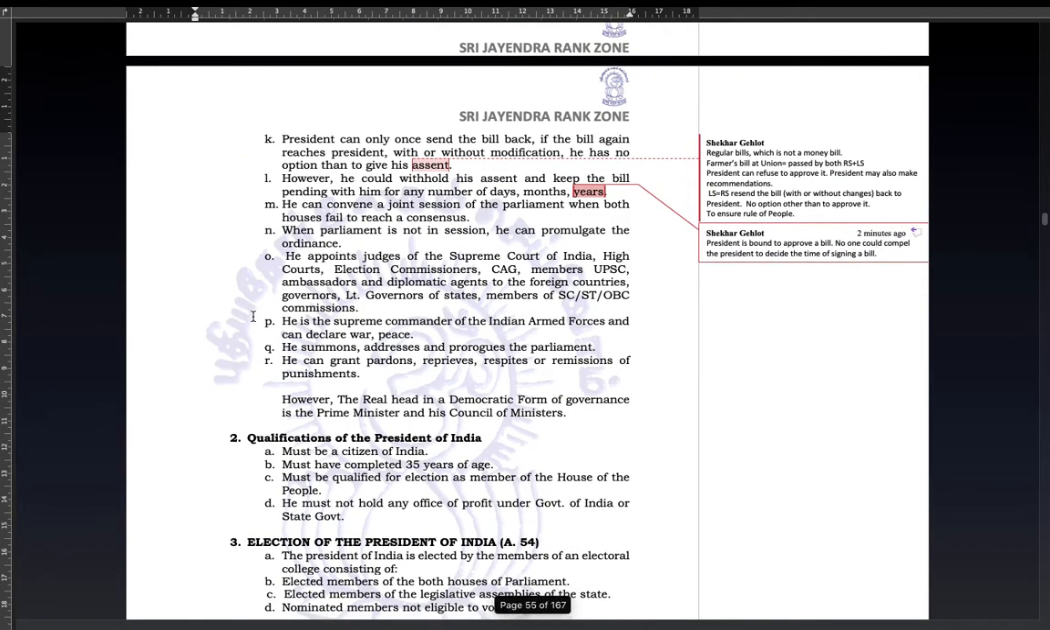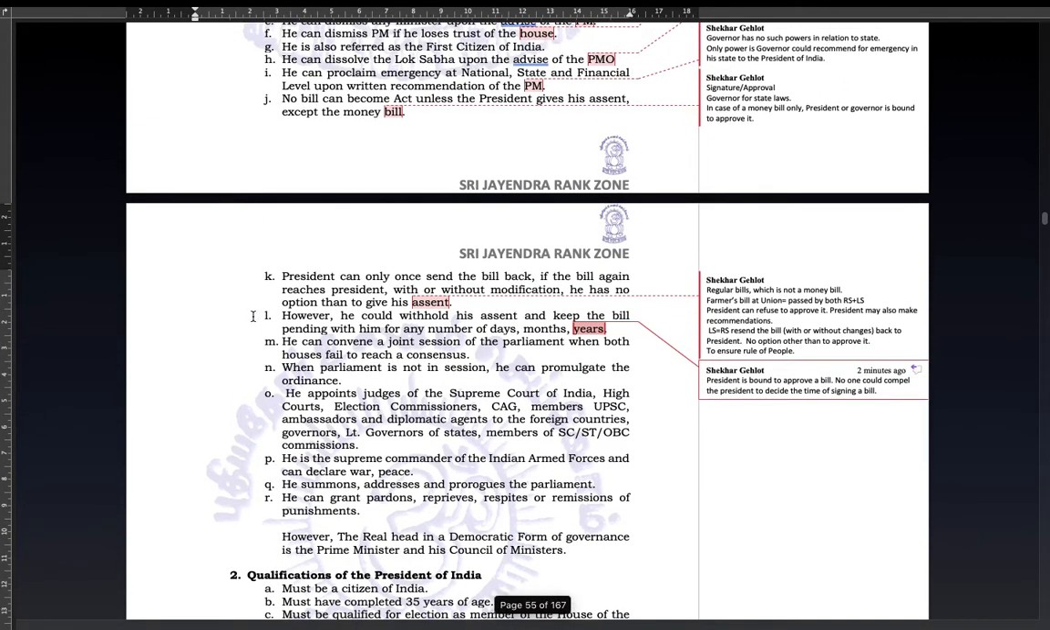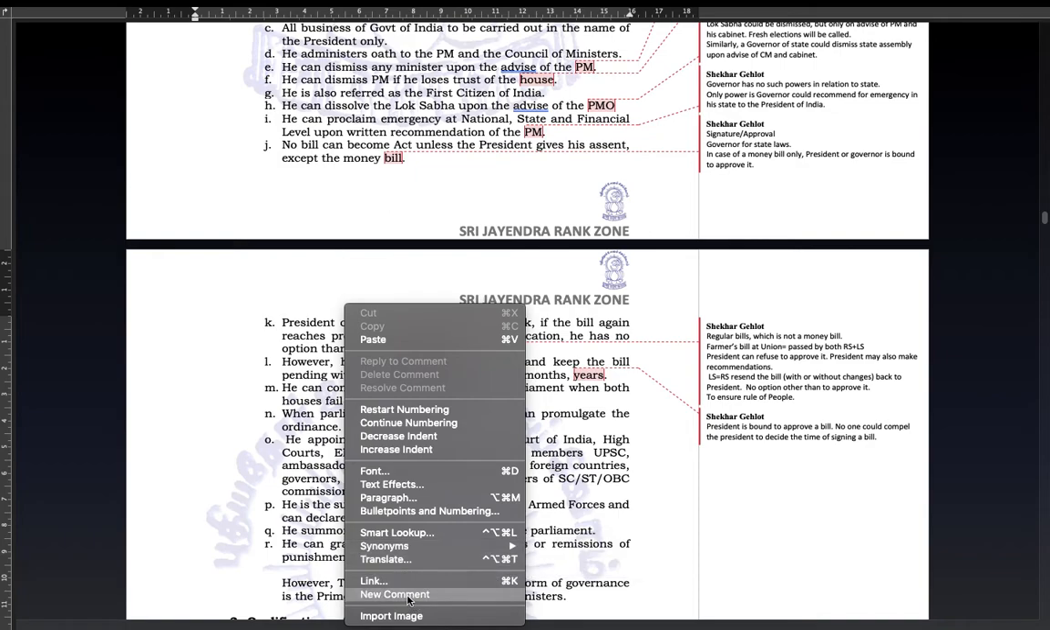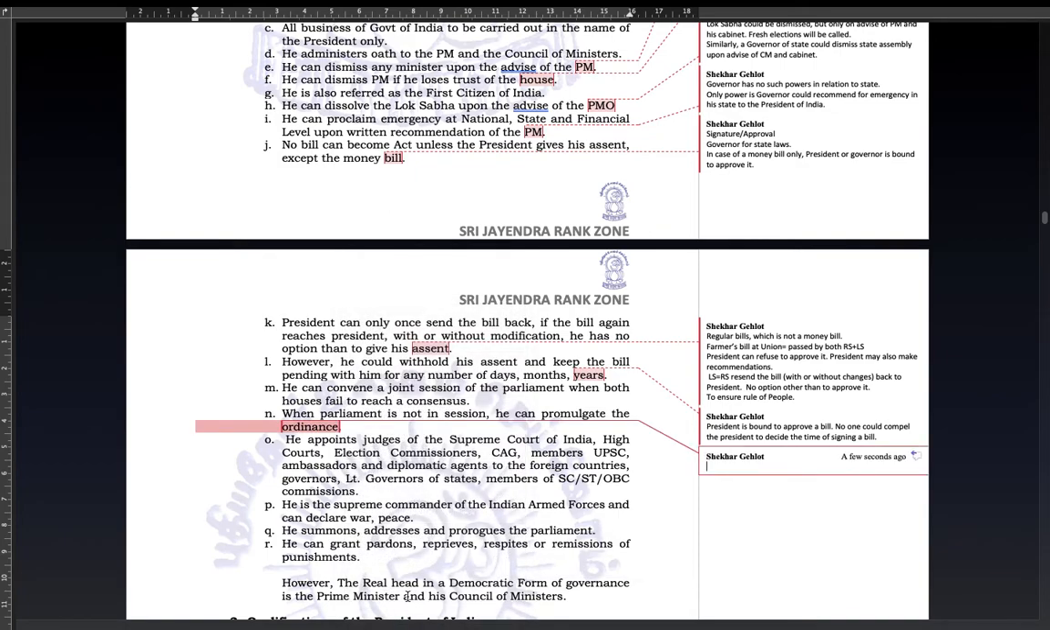He can convene a joint session of parliament. Okay, the president can convene a joint session of parliament as well. We'll discuss this joint session of the parliament later. These are his powers. When parliament is not in session, he can promulgate an ordinance. This is the law-making power of the parliament, or the president.